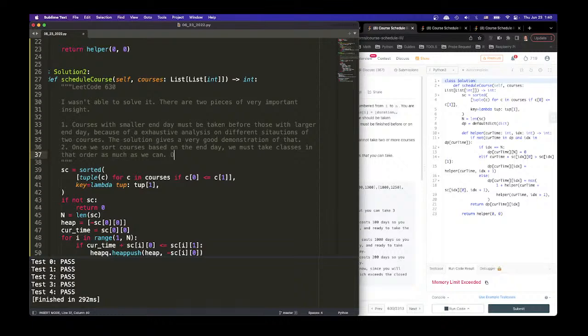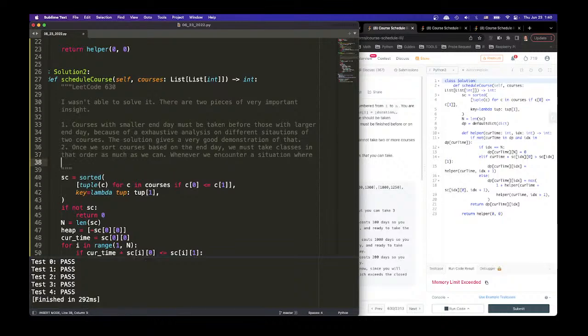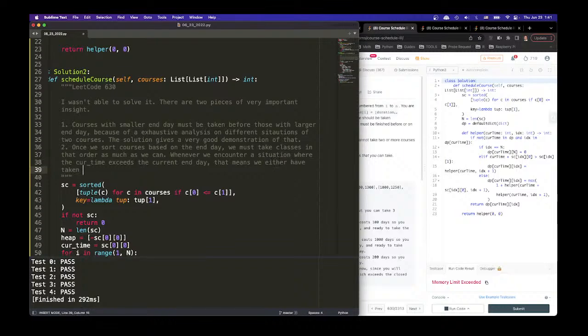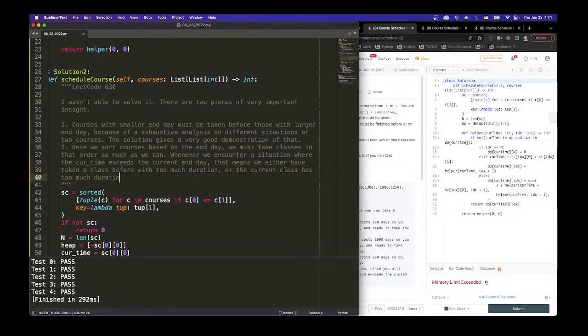So whenever we encounter a situation where the current time exceeds the current end date, that means we either have taken a class before with too much duration, or the current class has too much duration.